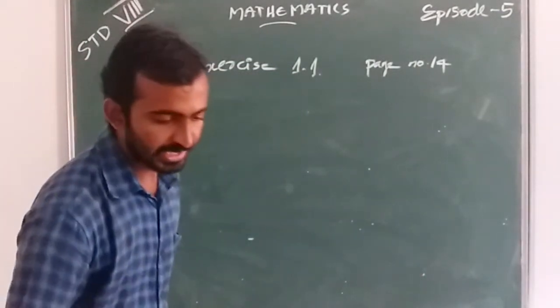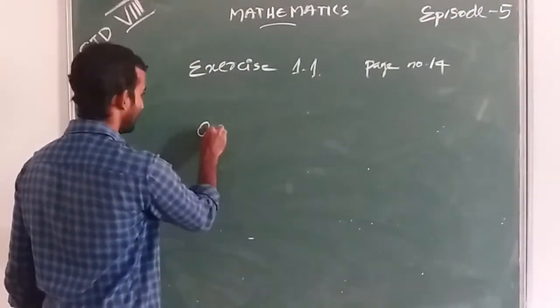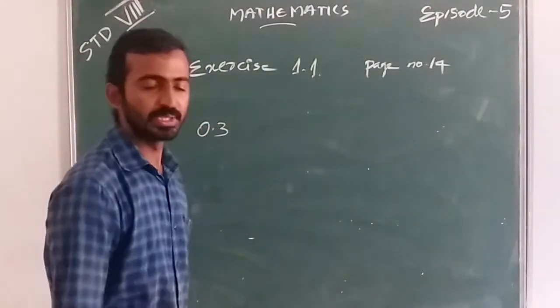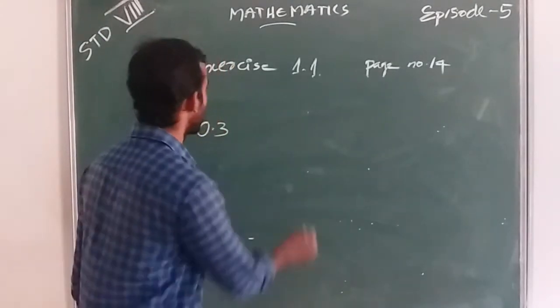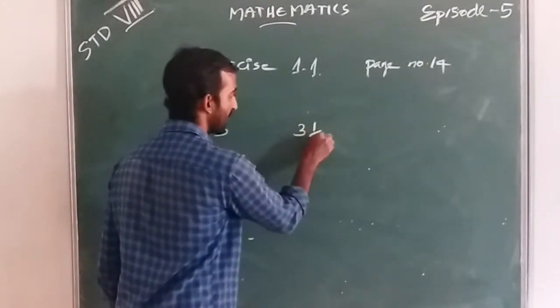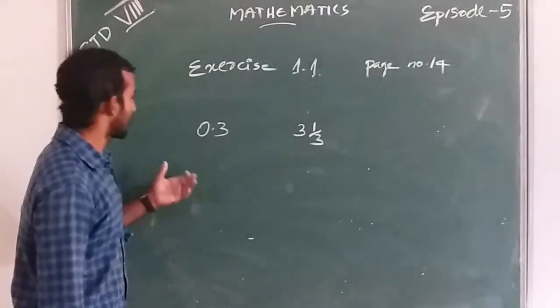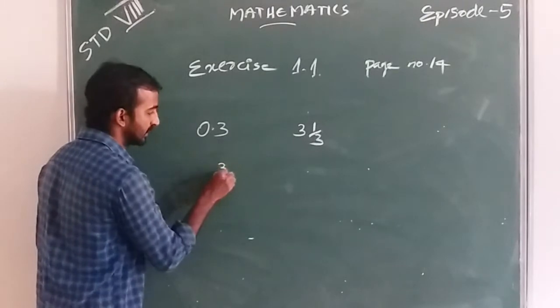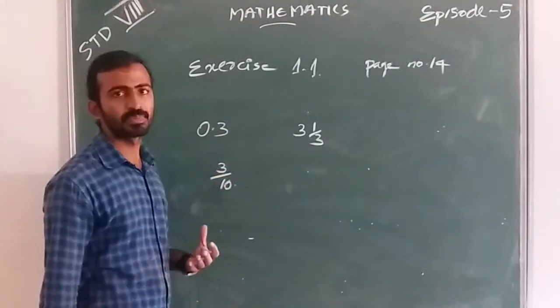Next question is the ninth question. Is 0.3 the multiplicative inverse of 3 and 1 by 3? Then we can write 0.3 as 3 by 10 in a rational form.